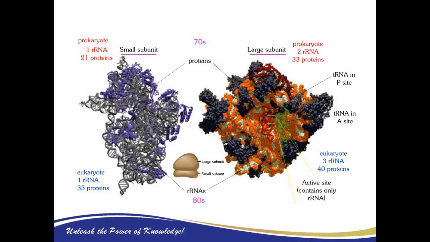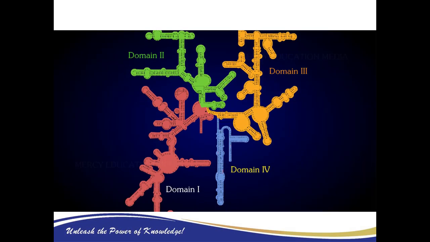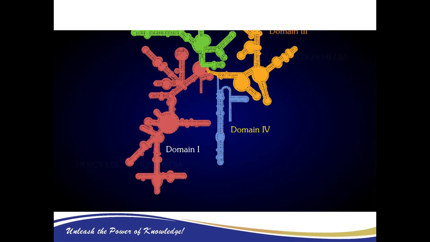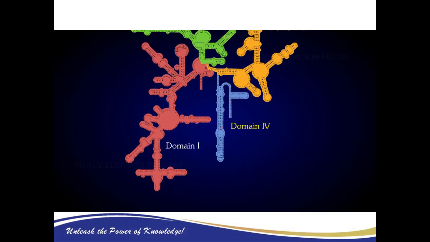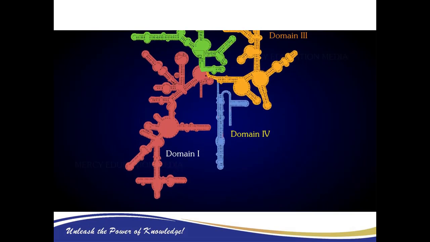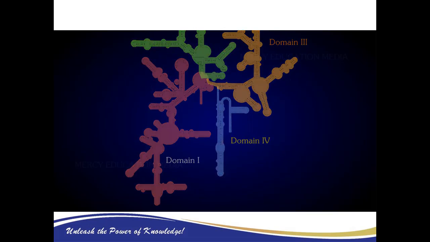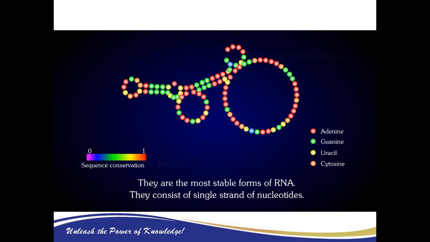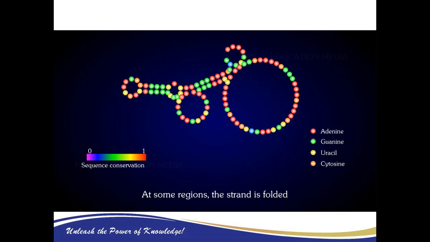This is found in the ribosomes. The rRNA represents about 40 to 60% of the total weight of the ribosomes. Relatively, it constitutes about 80% of the total RNA of the cells. They are produced in the nucleus. They are the most stable forms of RNA. They consist of a single strand of nucleotides. At some regions, the strand is folded.